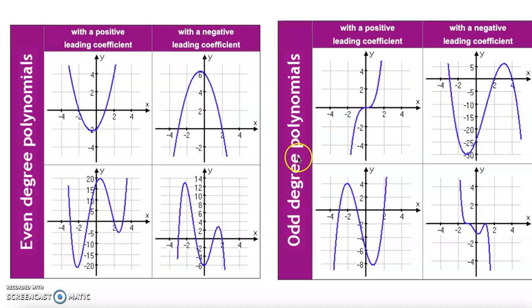For an odd degree polynomial with a negative leading coefficient, here's where the left is going up and the right is going down. So left up, right down. So if x is going to negative infinity, y is going to positive infinity. If x is going to positive infinity, y is going to negative infinity.